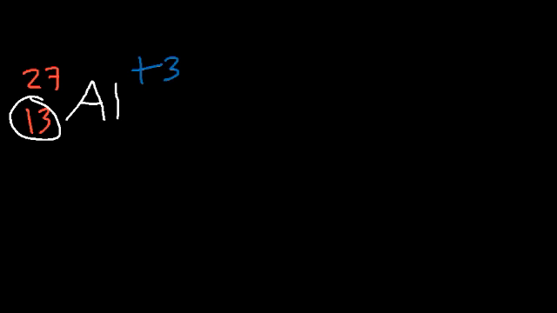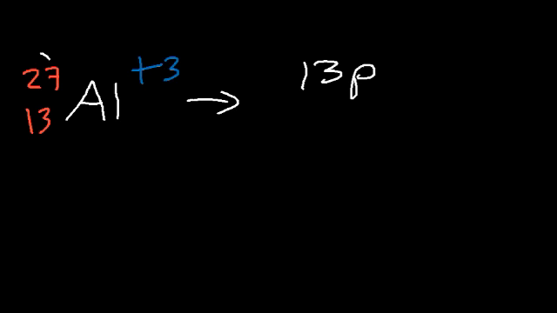Now let's try another example. Aluminum has an atomic number of 13 and a mass number of 27, and we're going to focus on the aluminum +3 cation. How many protons, electrons, and neutrons are found in this particular ion? The atomic number is 13, therefore it contains 13 protons. The difference between the mass number and the atomic number, 27 minus 13, is 14, so it has 14 neutrons.